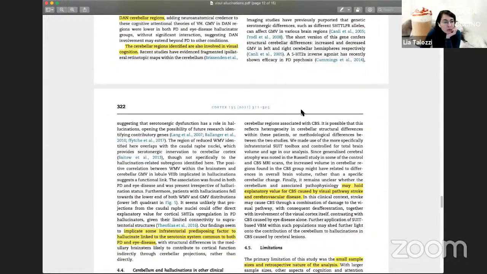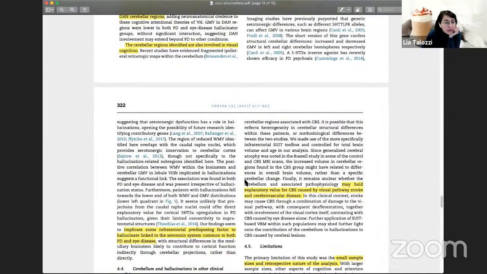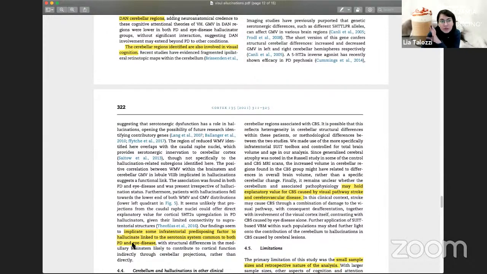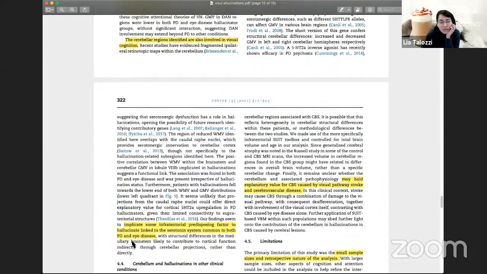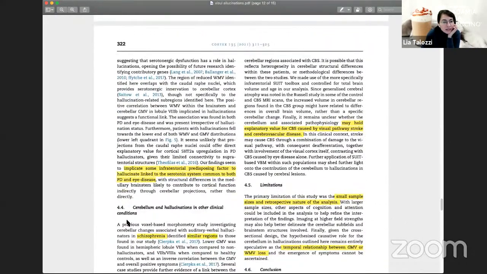The serotonin system was more, so maybe this was the hypothesis, this integration with the serotonin system that can be related to gray matter and white matter loss in the cerebellum. So maybe this can have a link with both PD and eye disease, something that is behind both conditions, but they say that it is an exploratory hypothesis. So it's not really directly connected.